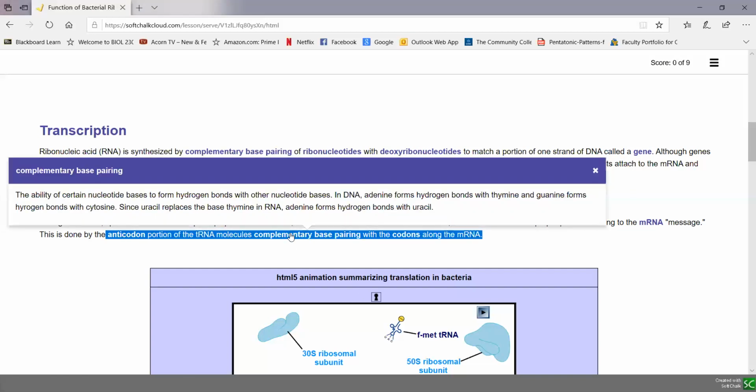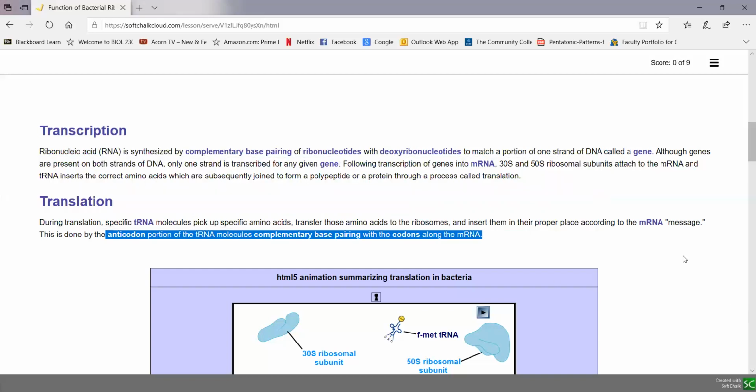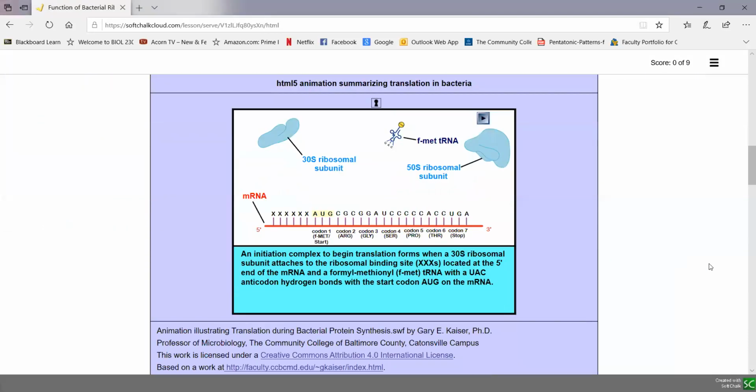And of course, complementary base pairing again refers to certain nucleotide bases forming hydrogen bonds with others. In RNA, uracil pairs with adenine and guanine pairs with cytosine. There is no thymine in RNA. And this animation here kind of summarizes the translation process. So let's review that a little bit.